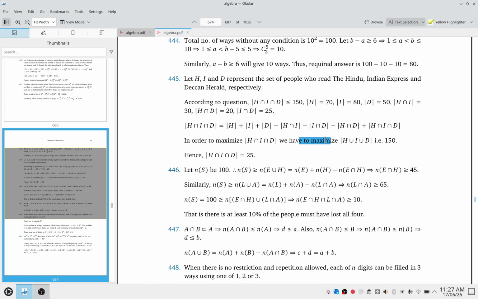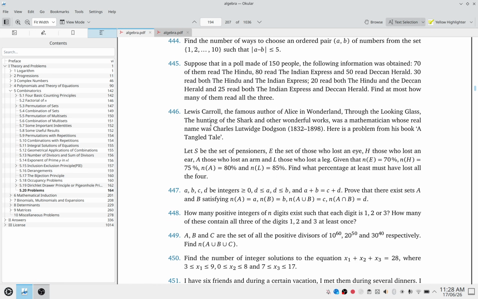we have to maximize, sorry, this is fine. In order to maximize intersection, we have to maximize union. So this is union, and these two are fine, okay? So we put 150 here for the union, okay? And we substitute H, I, D and these two, and we get this as 25.